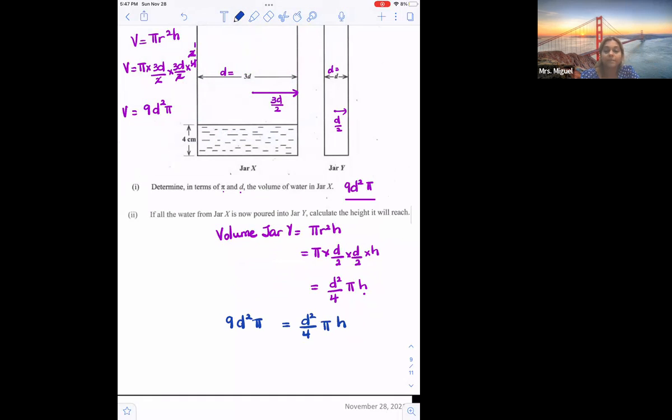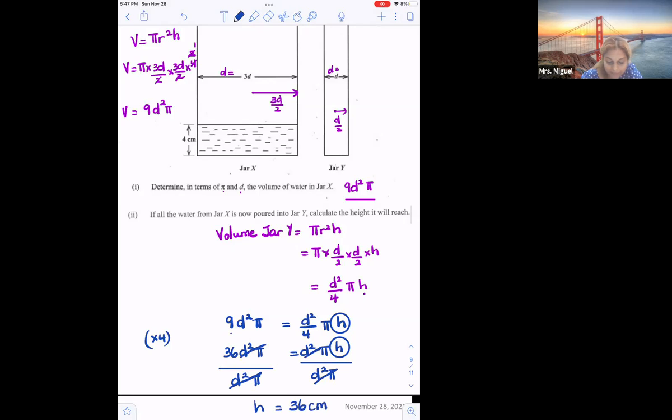So we're doing it one step at a time, right? We want to find h. So let me get rid of the fraction first. So I'm going to multiply by 4. 9 by 4 is 36 d squared pi. h. I want to get h the subject. So therefore, I'm going to divide both sides by d squared pi. This is going to cancel. h is equal to 36 centimeters. And to be honest with you, that wasn't so bad. The question looked a little bit confusing, but it wasn't so bad.